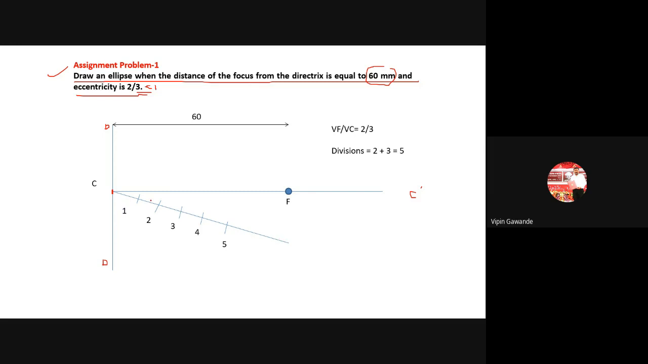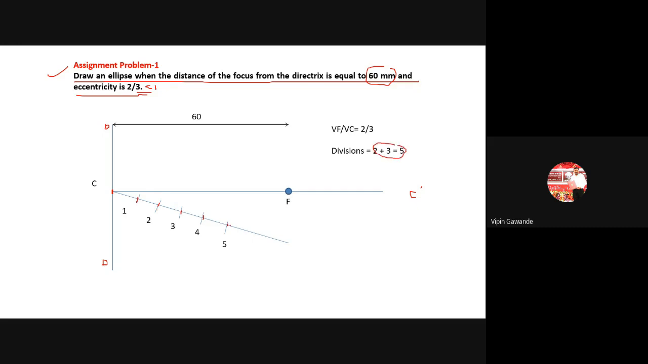So draw one inclined line to CF. Take small distance in compass. Mark here how many divisions? 1, 2, 3, 4, and 5. Okay, because we have to divide 60 into 5 divisions. So take an inclined line here. Take small distance in compass from C. 1, 2, 3, 4, 5. I want 5 divisions, so I have marked 5 divisions here.